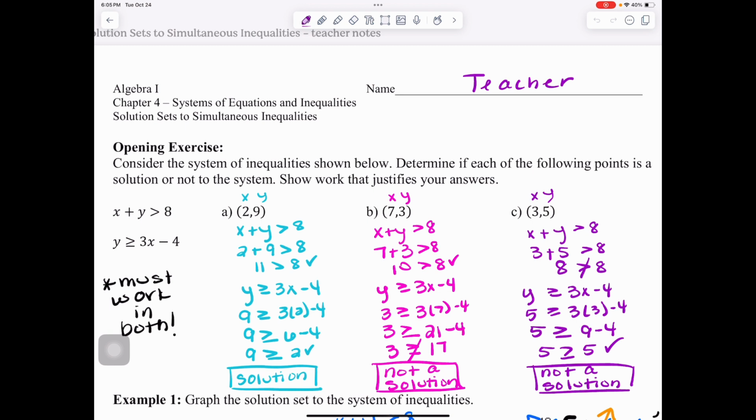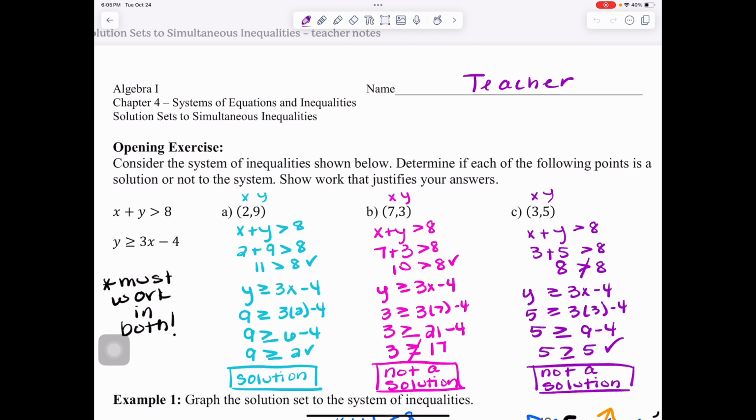Okay, now that you had a chance to try the opening exercise yourself, let's go over the answer. So it said, consider the system of inequalities shown below. Determine if each of the following points is a solution or not to the system. Show work that justifies your answers. So you can see above each coordinate pair, I wrote an X and a Y. Remember, X comes first, Y comes second. And I had to check that point in both inequalities.